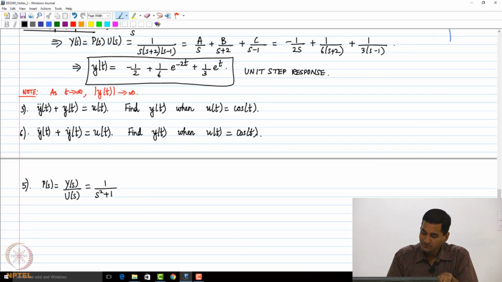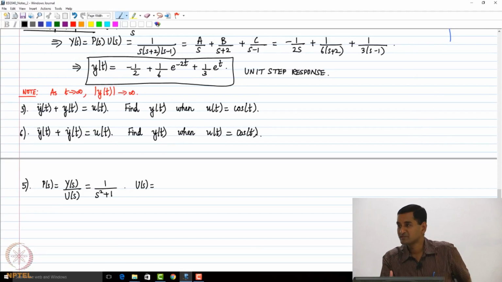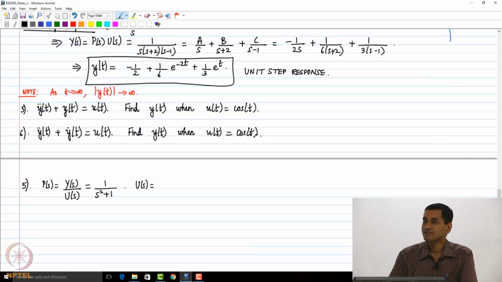Now let's subject it to a cosine input, of a very specific angular frequency. The angular frequency of the signal is 1 radian per second. In general, cos omega t means omega is the angular frequency in radians per second. Cos t means omega is equal to 1. So if u of t is cos t, u of s is going to become s divided by s squared plus 1.